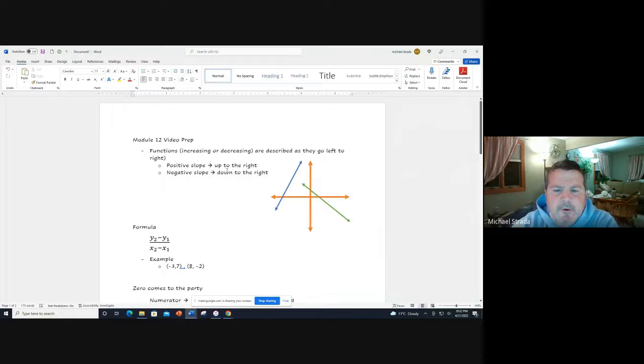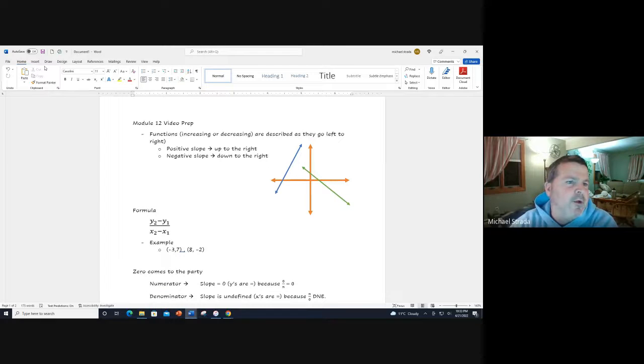First thing I want to talk about is where slope comes from. Slope comes from lines, linear functions. The general thing you need to know moving forward in a math class is that a function, whether increasing or decreasing, is described as it goes left to right. The orange axes indicate my x and my y. The blue arrow is going up to the right, so that would be a line with a positive slope. The green arrow is going down to the right, so that would be a line with negative slope. So slope is always thought of as moving left to right.